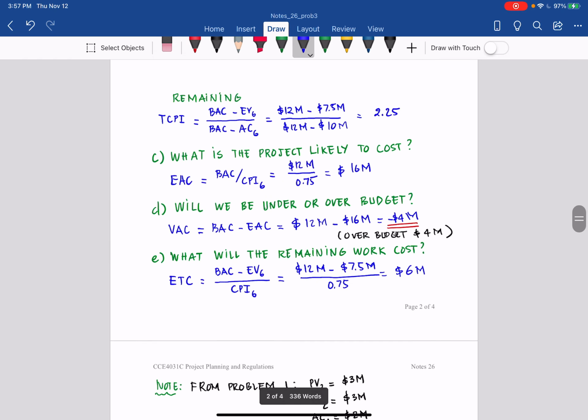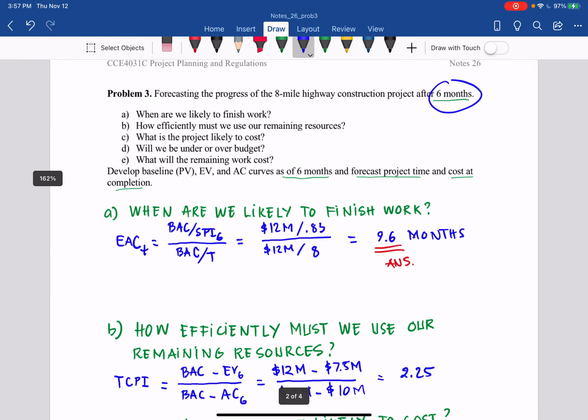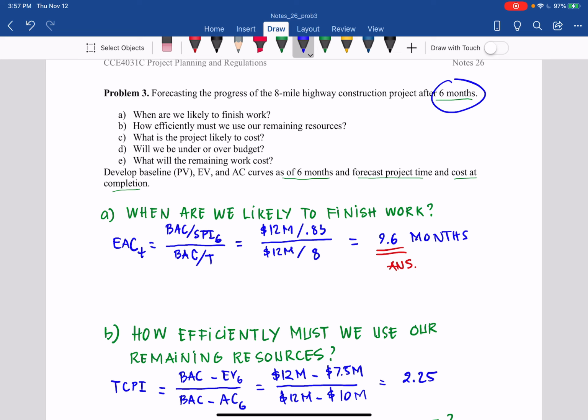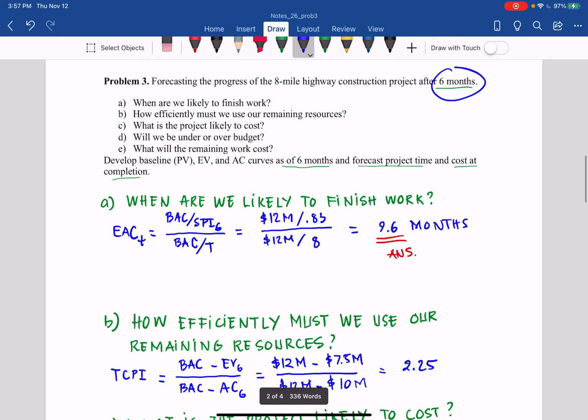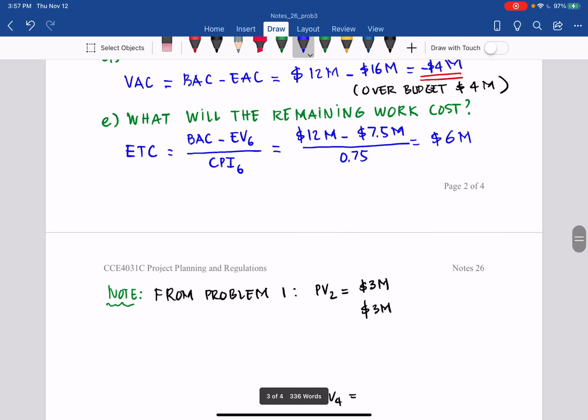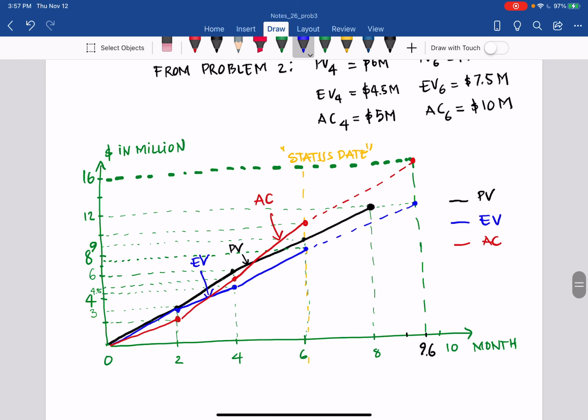So with that, we are done with problem 3 in today's class. In problem 4, you will watch the video and use the software to do it. But that is problem 3: answer all the questions and develop the curve to show the progress of the project.